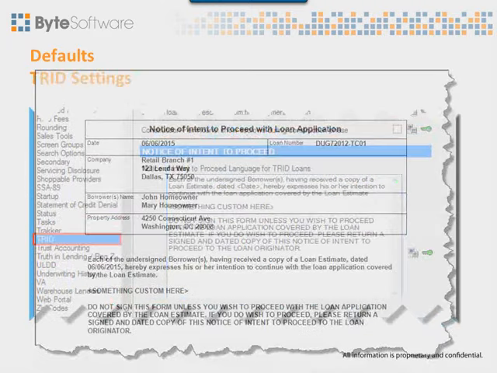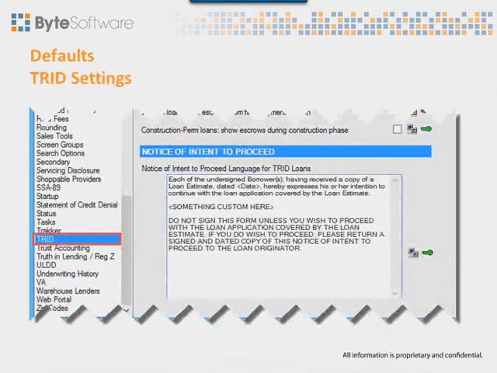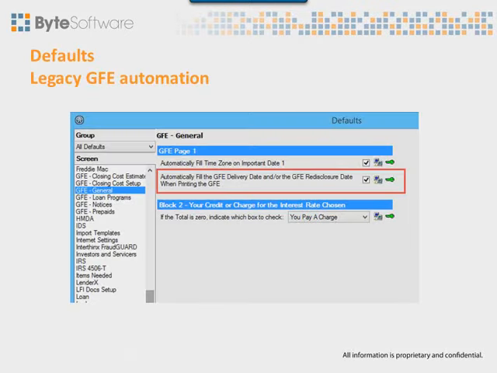You may have noticed that there was not a setting in the TRID defaults to automatically set the loan estimate to disclosed or to benchmark the APR upon printing. The legacy settings to mark GFEs as delivered or benchmark the APR on TIL printing do not apply to TRID loans, although they continue to apply to legacy applications.